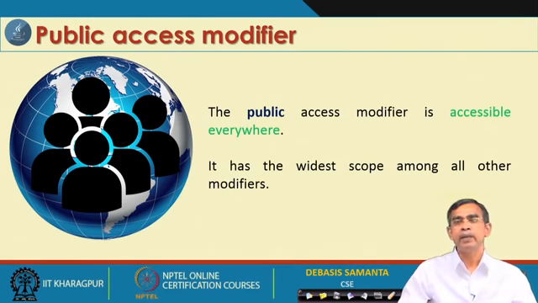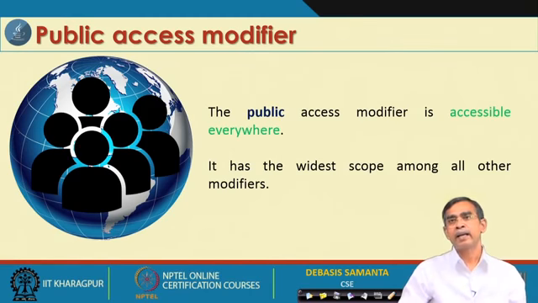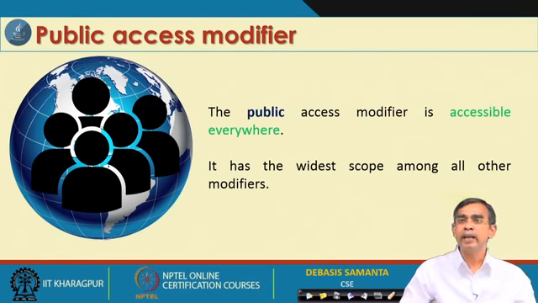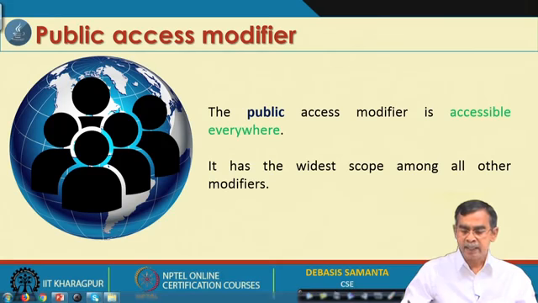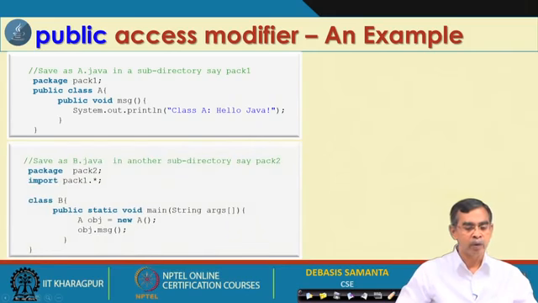Anyway, if we declare any class, data or method as public, this means that the class will be accessible to any other class, whether that class belongs to the same directory or to any other directory. So, that is the concept here. It has the weakest restriction among all the other modifiers.